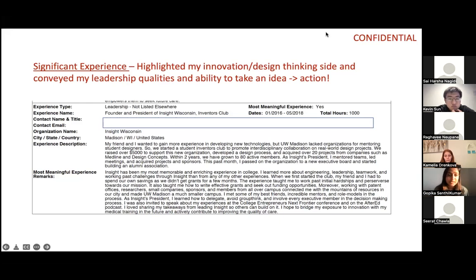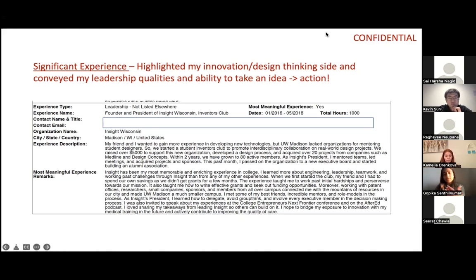the first paragraph is basically the experience description, right? So I talk about how we wanted to gain more experience in developing new technology, but our university lacked this component of it. So we started a club to promote the things that I just told you about. And then what you really want to highlight is the success of what you did. So here I talk about how we raised money to support the organization and how many projects we've acquired and how we've grown. And then the last sentence is saying what my individual role was. So I'm talking about how I could mentor teams, I led meetings, acquired projects and sponsors.